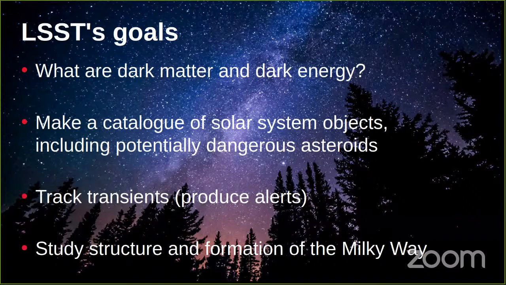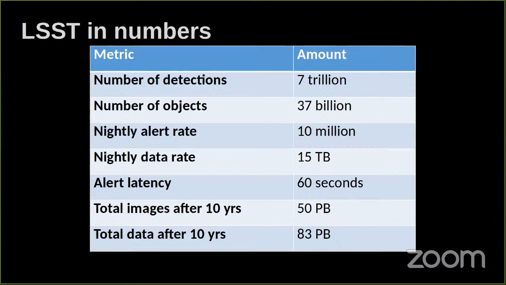In numbers, it will have about 7 trillion detections of objects, light sources, which would make about 37 billion unique objects, stars and galaxies, asteroids, with a nightly alert rate of about 10 million and a nightly data rate of 15 terabytes. In total it's expected to produce about 83 petabytes of data. These numbers are not so huge in today's high-tech world. Some big companies are producing such amounts of data already. However, for an astronomical project, it is significant, and it's still challenging to process all the data, usefully analyze it and produce some science.